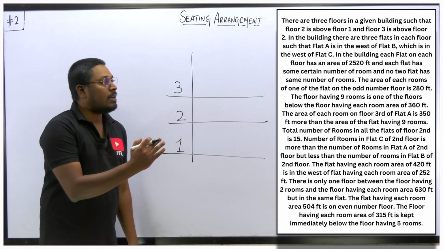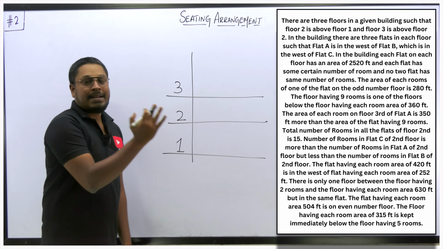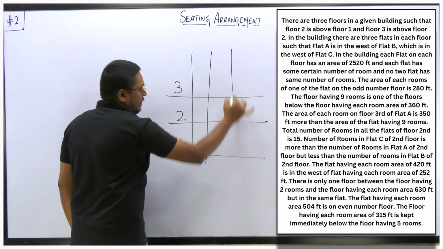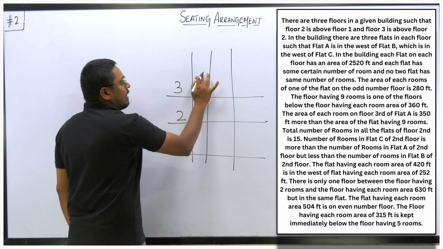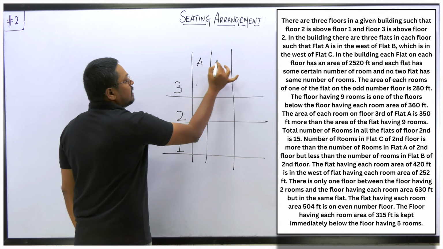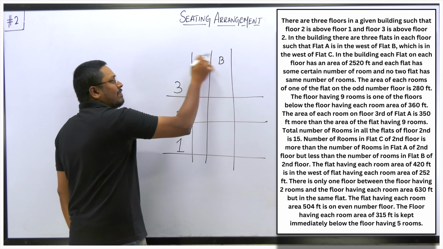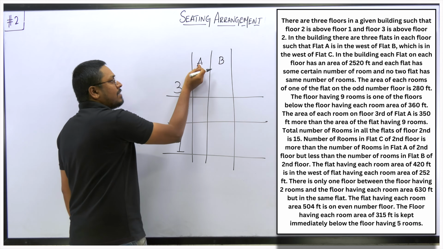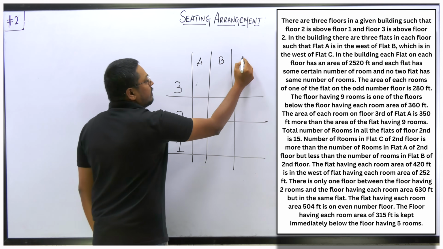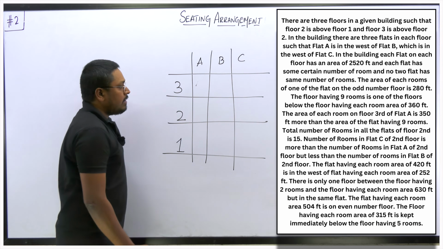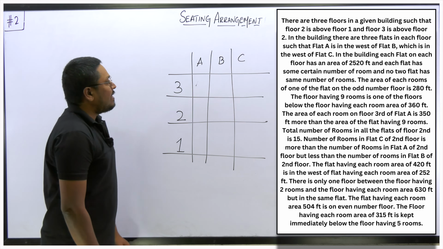The meaning here is that on the western side of flat B is flat A, and each floor has 3 flats: flat A, flat B and flat C. What they are saying is flat A is to the west of flat B, considering north, south, west and east. So flat B's western side is flat A, and similarly flat C's western side is flat B. This is the data they have given in the initial passage.